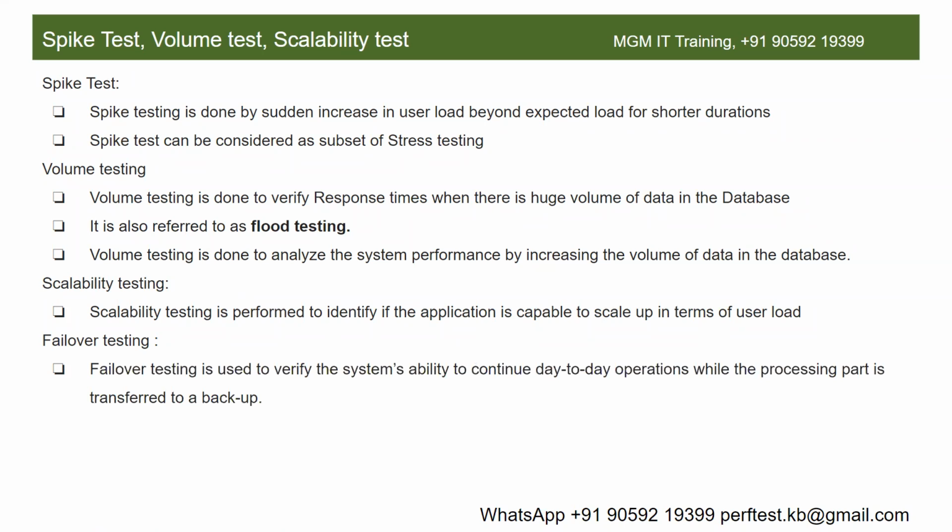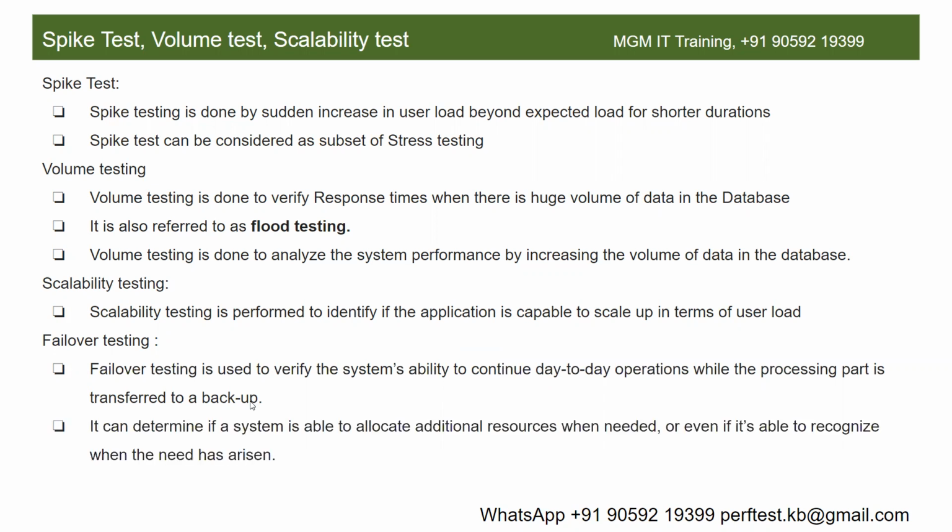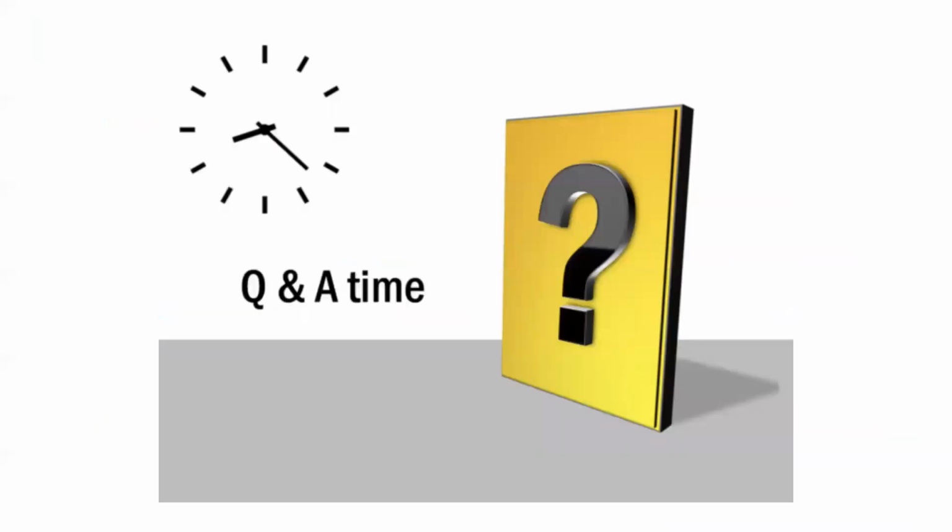Failure testing I also explained. Failure testing is used to verify the system's ability to continue day-to-day operations while the processing part is transferred to a backup location or backup environment. It can determine if a system is able to allocate additional resources when needed, or even recognize when the need has arisen. You understood the basic concept of failure testing. The power backup example is the best example I can give for failure testing.